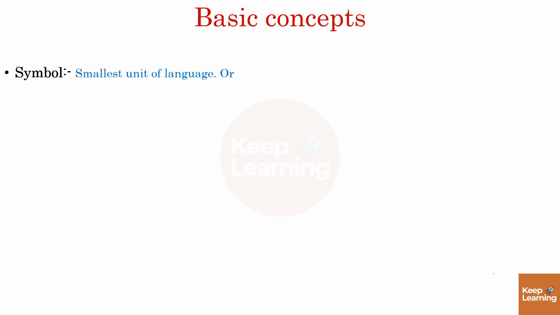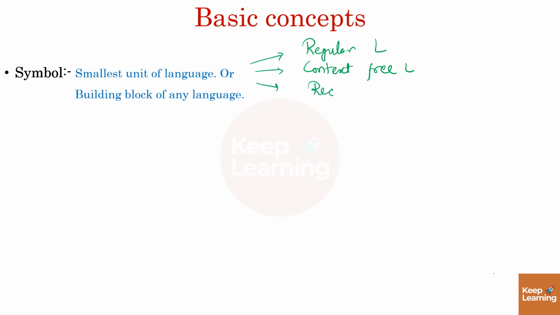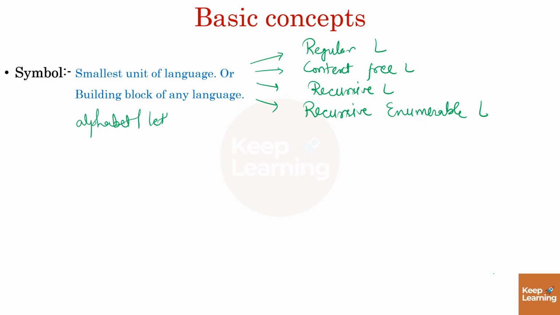Basic concepts of TOC. First concept is symbol. So symbol is the smallest unit of language, or you can say these are the building blocks of any language. And in TOC, we are going to study 4 languages, which are regular language, context-free language, recursive language, and recursive enumerable language. And these symbols can be any alphabet or they can be any letter. For example, A, B, C to Z, or 0, 1, 2 up to 9. So these are called the symbols.